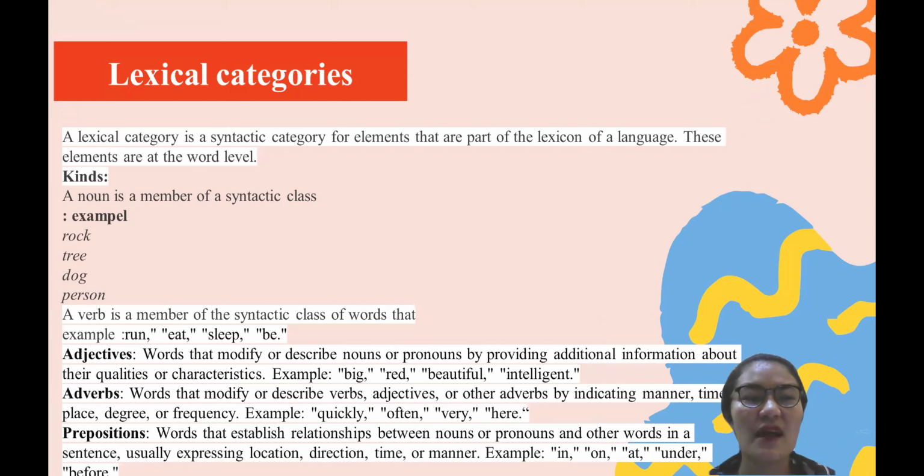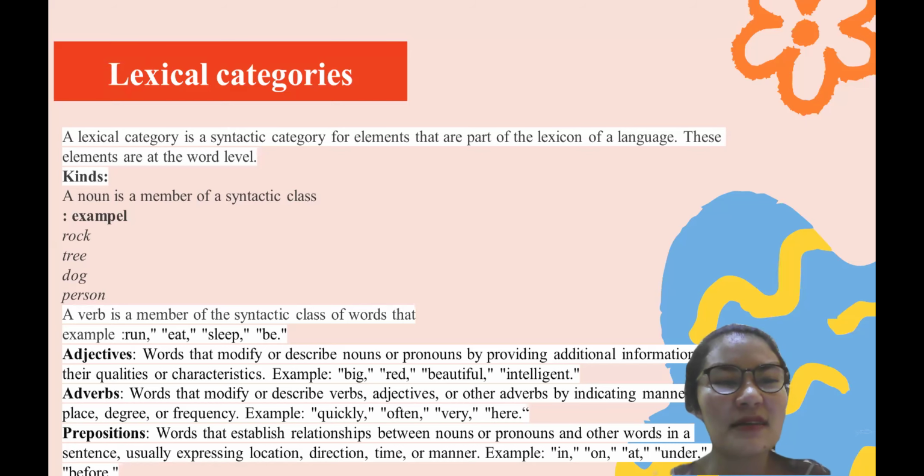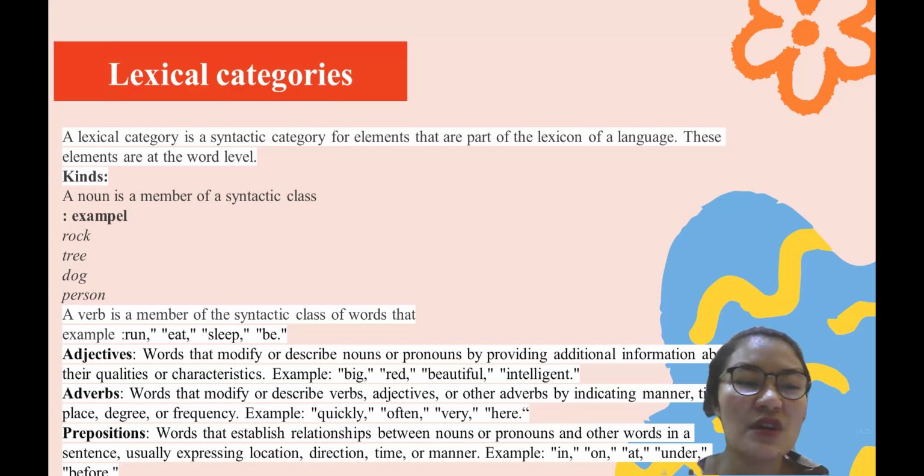A lexical category is a syntactic category for elements that are part of the lexicon of a language. These elements are at the word level. A noun is a member of a syntactic class, for example: tree, dog, person. A verb is a member of a syntactic class of words, for example: run, eat, sleep, be.